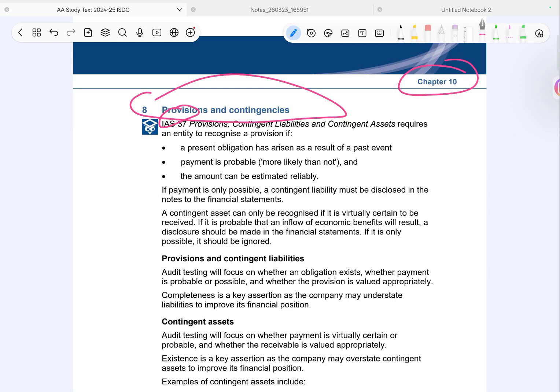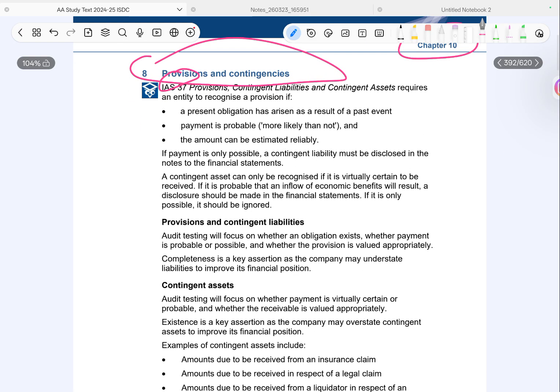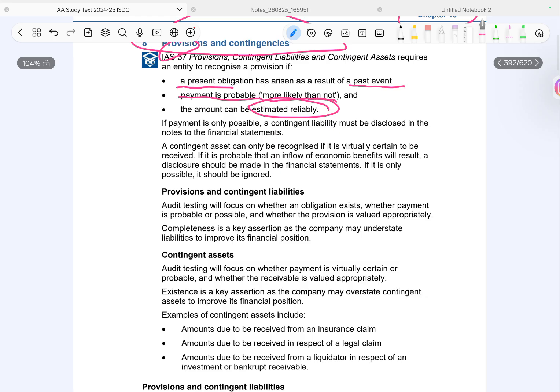A provision is recognized when there is a present obligation from a past event, payment is probable, which is more likely than not, and the amount can be reliably estimated. If payment is only possible, it is treated as a contingent liability and disclosed in the notes. For contingent assets, they are only recognized when receipt is virtually certain. If it is just probable, they are disclosed, and if only possible, they are ignored.